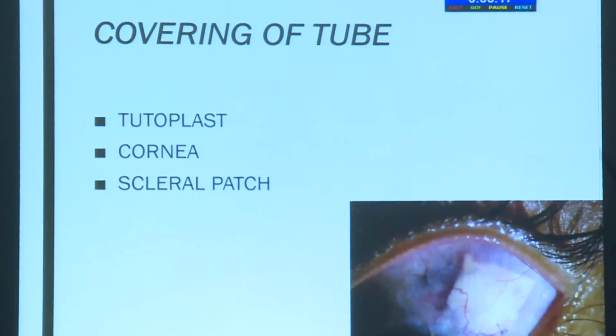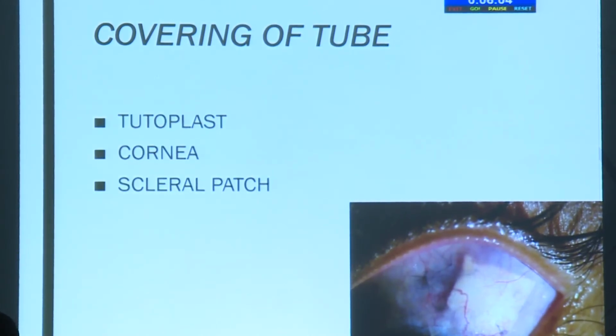So basically, here's the difference. To cover the tube, we have three choices. One is the Tutoplast. Tutoplast is the pericardial graft, but it is not available in India and it's very expensive. So I won't be talking about that.